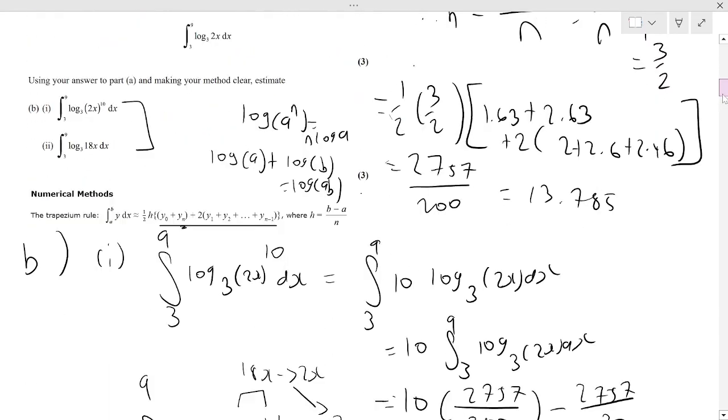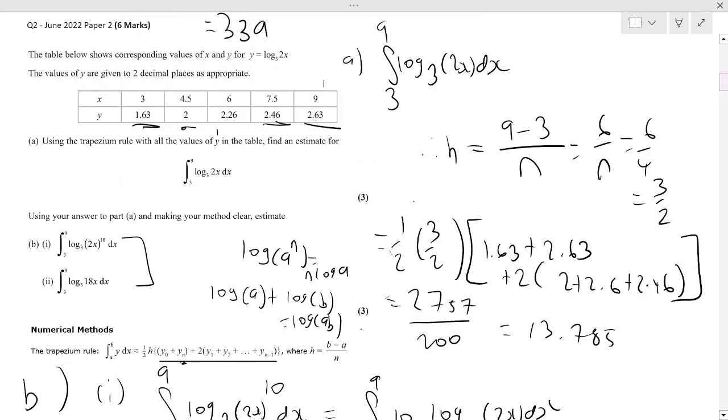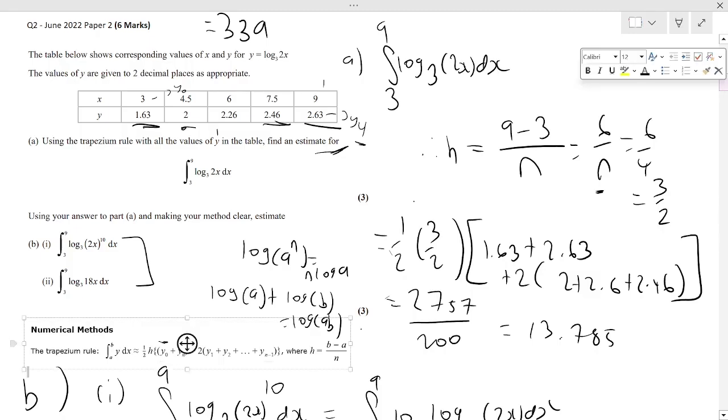So yeah, I guess the main takeaway is, again, for A, use the formula to help you find n here, the number of strips. So you know the first point has to be y0. Then you can count up to find the last point, which is y4. That means n has to be 4, because the final point here is n.